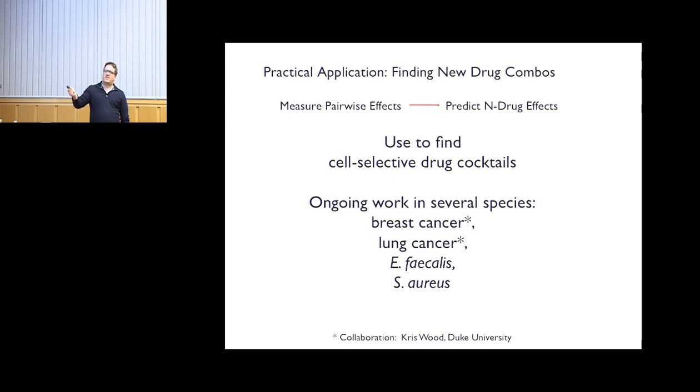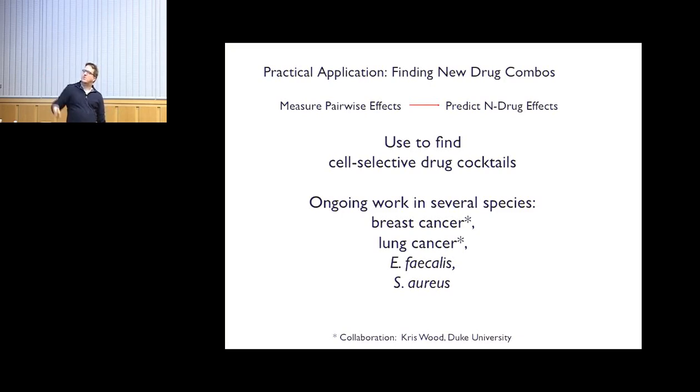We're working on this in Enterococcus faecalis. So we have some resistant strains and some sensitive strains, and we find that the interactions between pairs of drugs change between the two strains. And so the geometry of this higher order space is very unclear. We're trying to find cases where the geometry morphs in such a way that you can get selectivity for the wild type cells in the presence of drug or a drug combination. I think we have some promising leads, but we don't have anything yet.